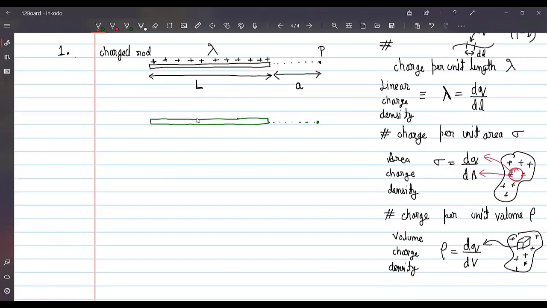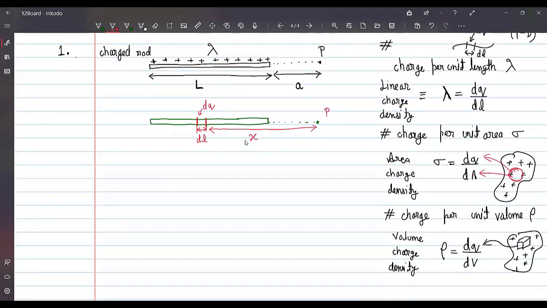So I will take a very small portion of this rod. It is so small that it acts like a point charge. And let me take the length of this small region as dl, such that it contains charge dq. This very small portion of the rod has charge dq and length dl, and let us say this point charge is x distance away from P.